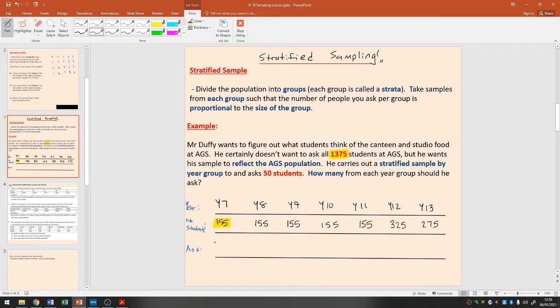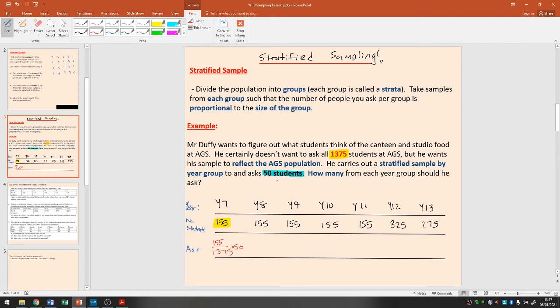Well, exactly. You should have got 155 out of 1,375. Does that make sense? I hope it does, because that is literally the fraction of kids that are in year 7. But the thing is, that's the portion, and how many kids do we want to ask? Well, we're going to ask 50. And if we're going to ask 50, you're just going to times by the 50. Cool? So say your 7s were half, you'd do half of 50, and that's 25.